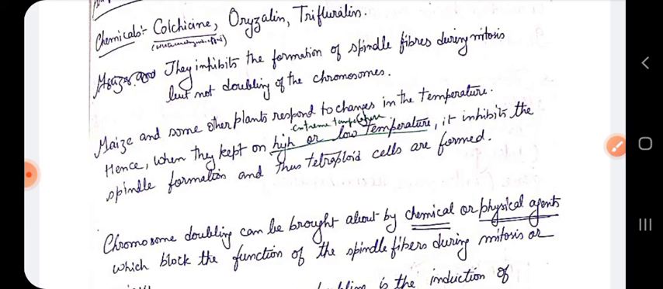Bivalents can overcome this non-disjunction, but polyploids cannot undergo the disjunction process, they undergo non-disjunction. So that's all for today's lecture.